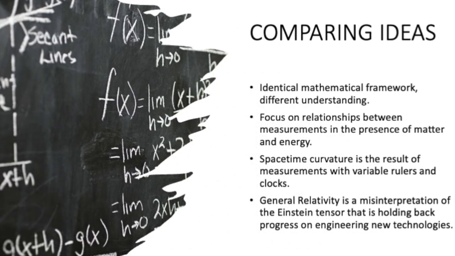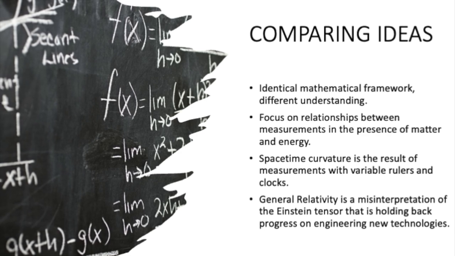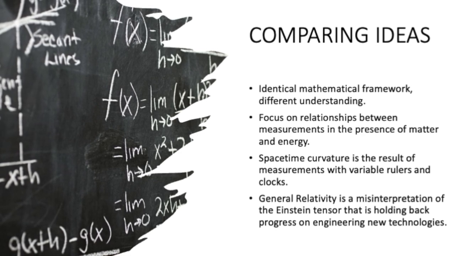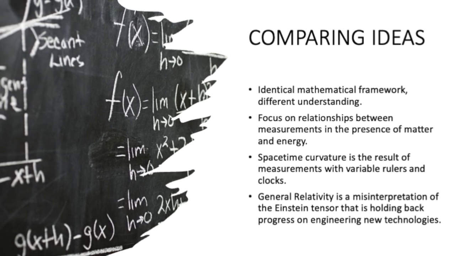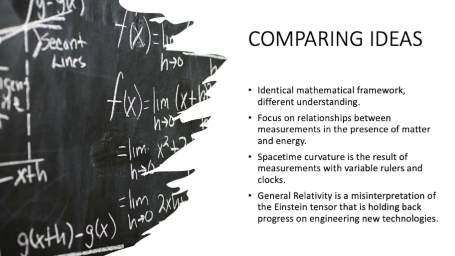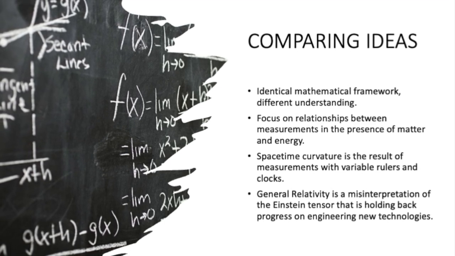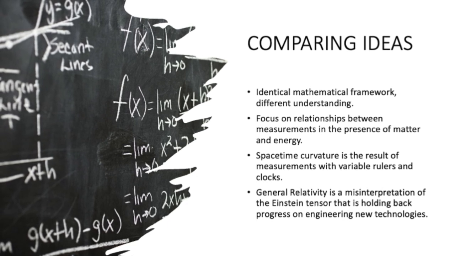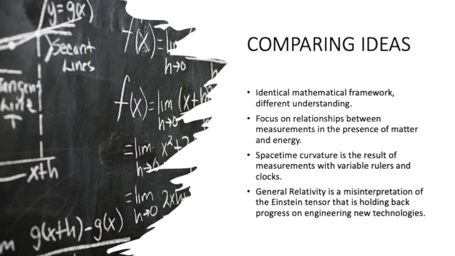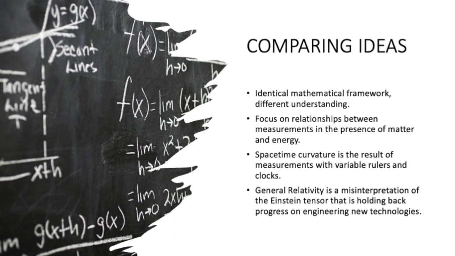Comparing these interpretations is like hopping between two parallel universes with the same underlying laws of physics. The mathematical framework remains the same, but our understanding of space-time and gravity shifts dramatically. The alternative interpretation brings a fresh perspective, focusing on the relationships between measurements made in the presence of matter and energy. These measurements ultimately dictate the cosmic choreography and geometrical relationships of objects in the universe.